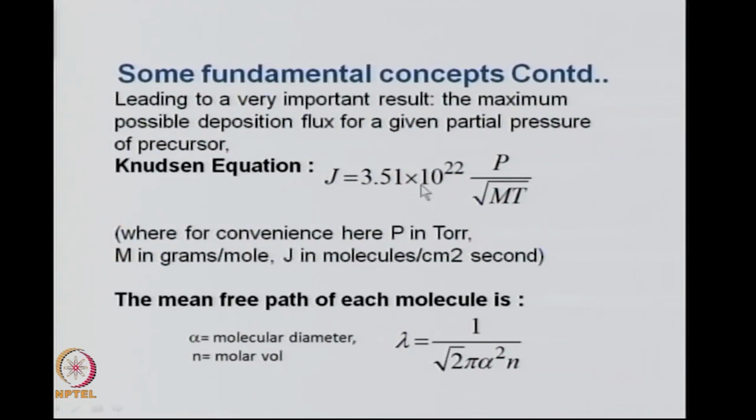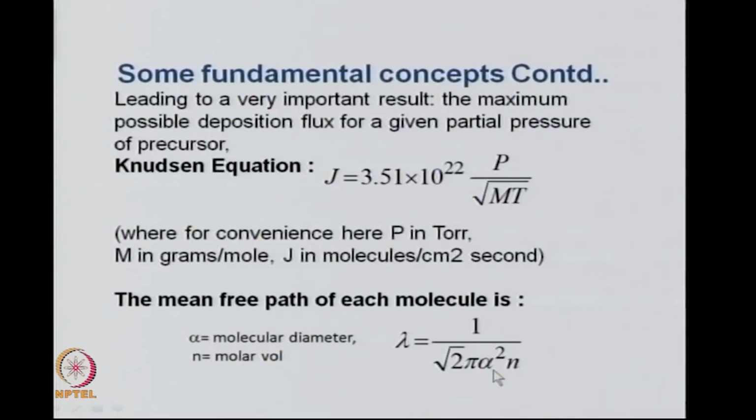Now, another quantity which is important is the mean free path of each molecule, that is the distance the molecule travels before it is hit by another molecule. The mean free path, given by lambda, is given by this equation, where the mean free path is inversely proportional to the square of the molecular diameter and also inversely proportional to the molar volume.